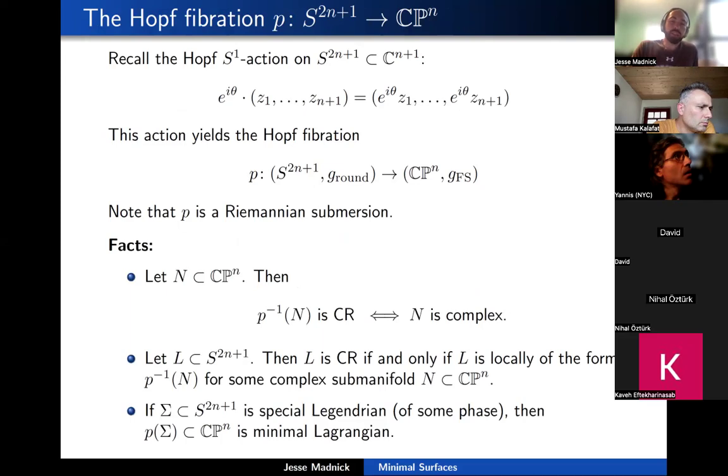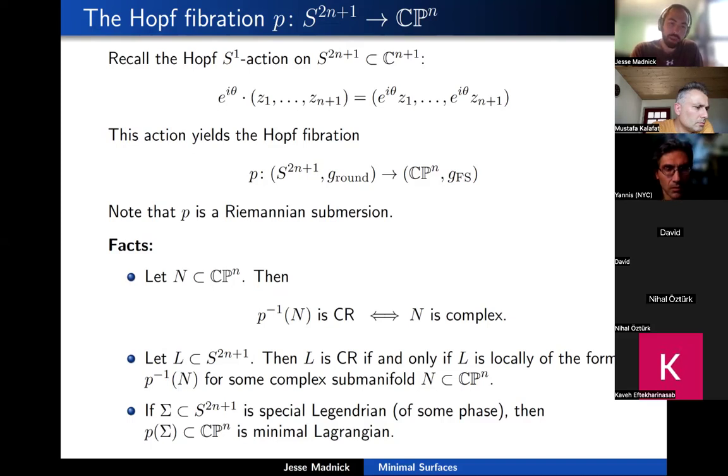It turns out that these nice submanifolds in odd dimensional spheres have counterparts down in CPn. So there's this back and forth between submanifold theory in CPn, submanifold theory in odd dimensional spheres, and these cones in Cn+1. For instance, if you have a submanifold N in CPn, then its preimage under P is CR if and only if that submanifold is complex.